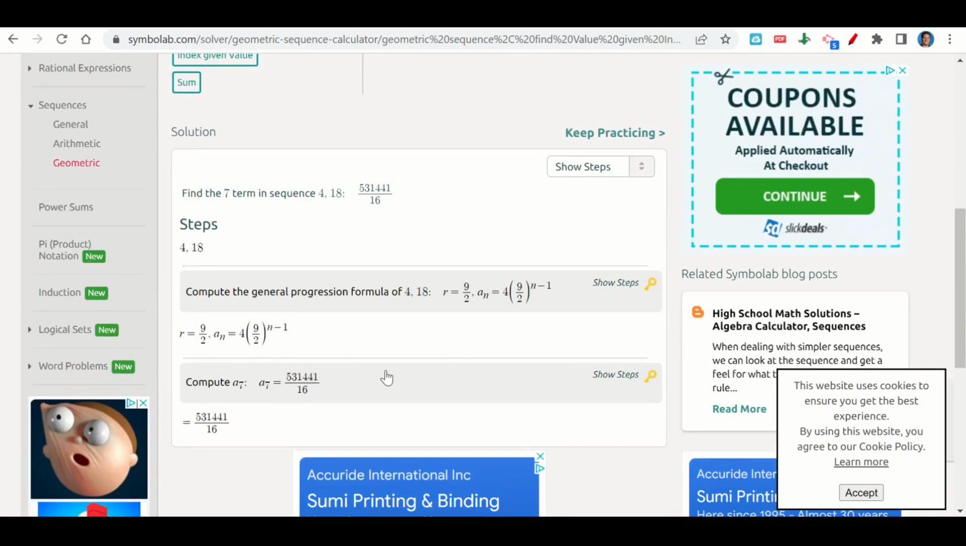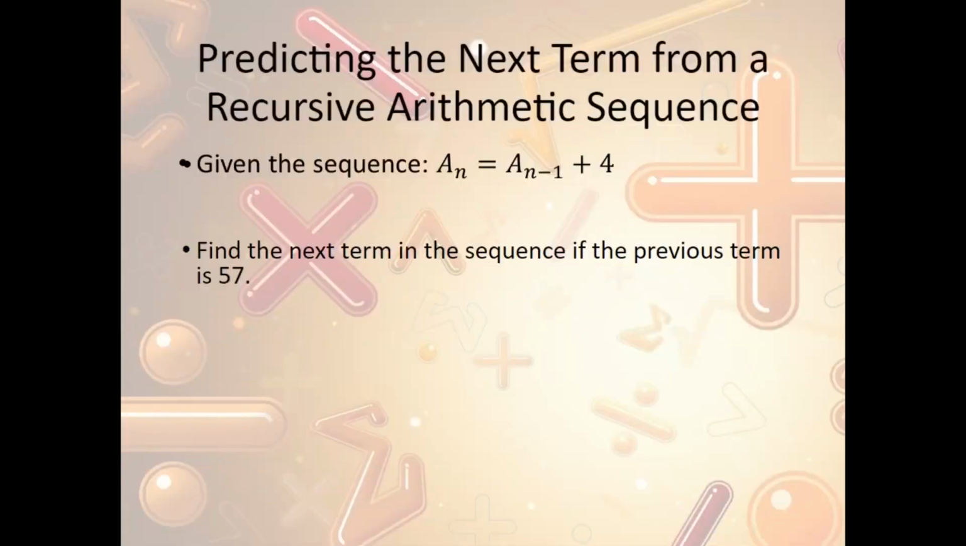So our 7th term should be 531,441 over 16. So this would be our solution. So that's how you can use Symbolab to check your work when trying to find a given term of a geometric sequence. Now, how can we predict the next term in a sequence?